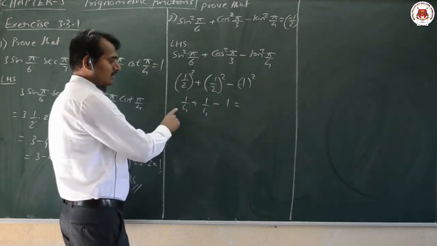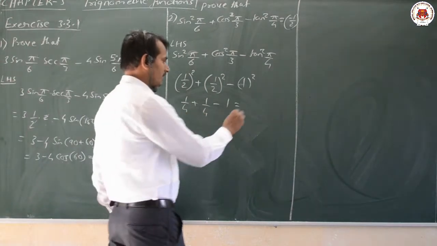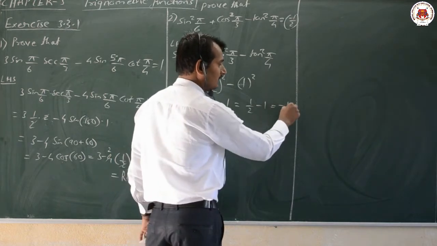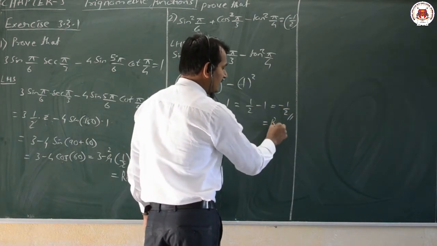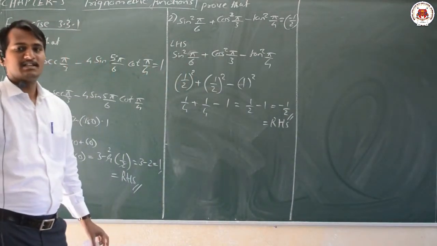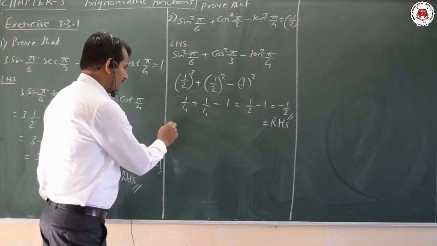What is the value here? 1 by 4 plus 1 by 4, the value is 2 by 4. 2 by 4 means 1 by 2, minus 1. Half minus 1, the value will be minus 1 by 2, and that is nothing but the RHS part. Very, very simple thing. Now let us begin with the third problem.